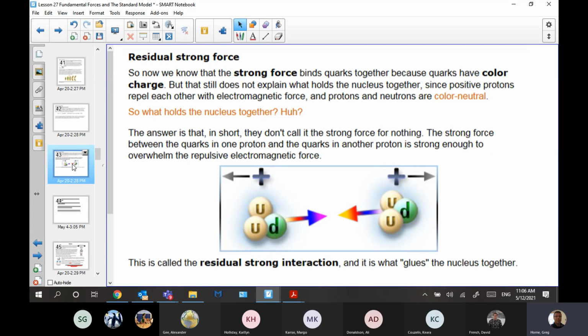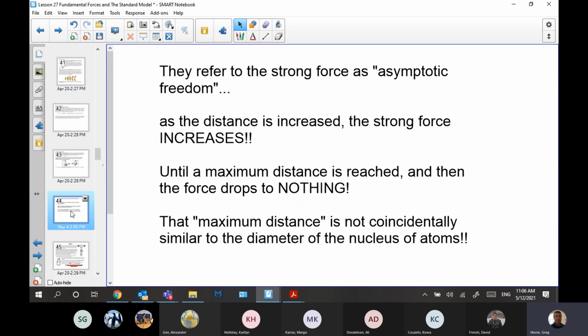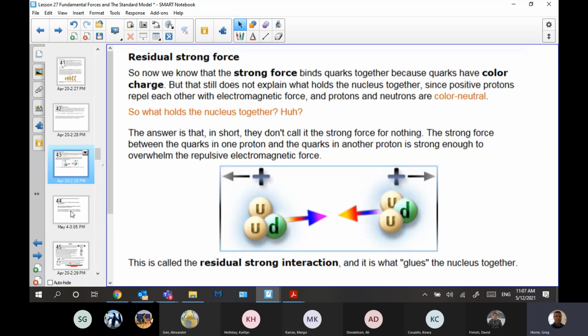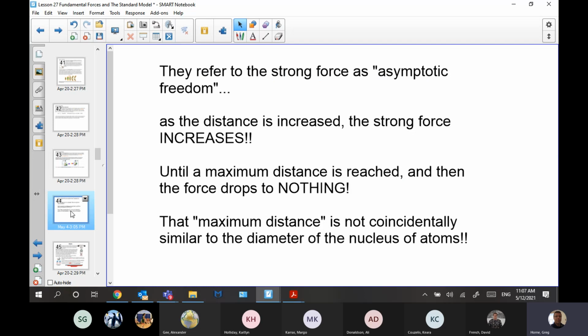So the strong force, that's holding the nucleus together, we've talked about that before. It has what's called asymptotic freedom. As the distance is increased from almost nothing, the force actually gets stronger. The strong force gets stronger the further you go away, whereas the other forces we've looked at taper off with distance, distance squared specifically.